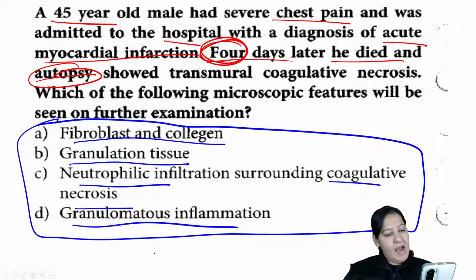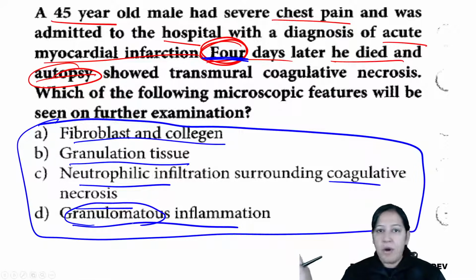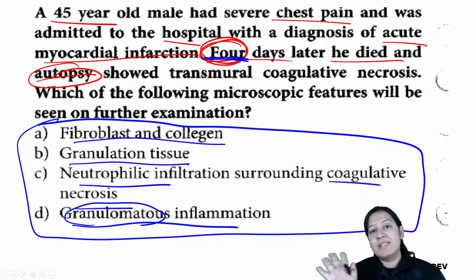Ananthaman, I got it. At the fourth day, macrophages will come. Okay, you are absolutely right. At day 4, but there is no option having macrophages. So what is the best answer you can go with here? Ananthaman, macrophages is not granuloma. Granuloma is something else. Granuloma is not formed in MI. MI is not a granulomatous disease.